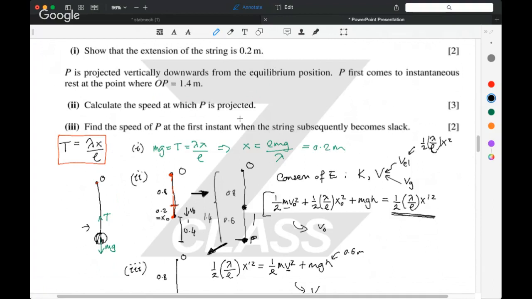Now, the second part was a conservation of energy equation, and it was looking for the difference between these two scenarios. Calculate the speed at which P is projected. Well, at the beginning, you have the kinetic energy, and you have elastic potential energy, and you have gravitational potential energy.